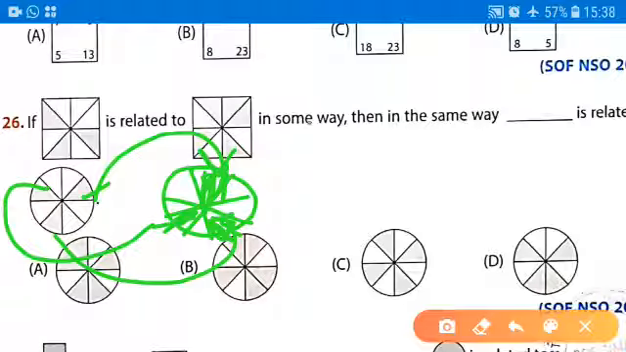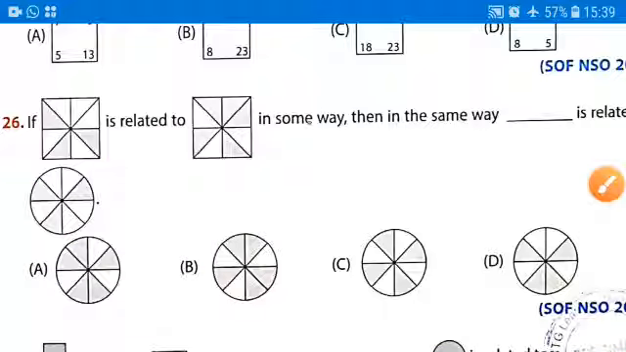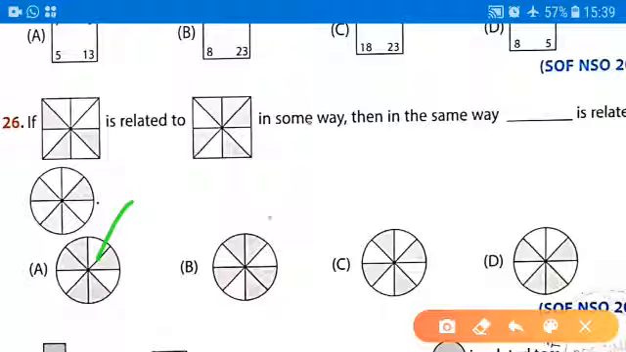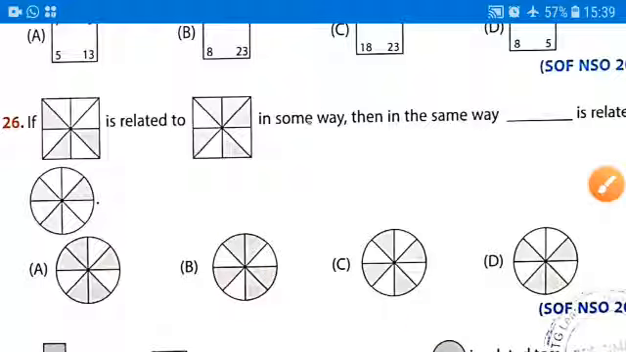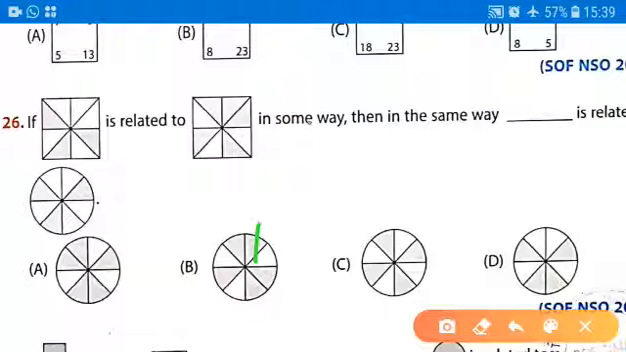And one more thing, as you can check here, only option number B is having this portion shaded, and the rest are not having this portion shaded. This option number B is following the conditions of the question figure. So the correct answer will be B.